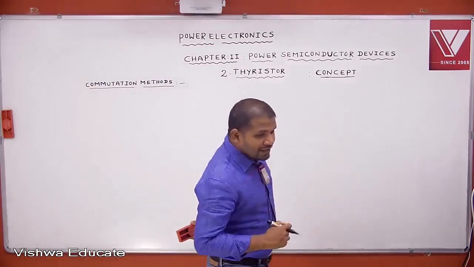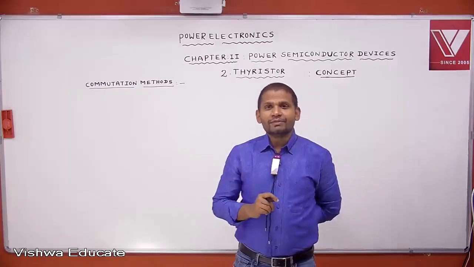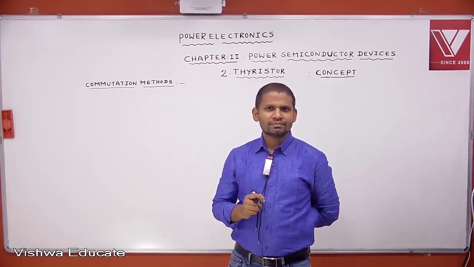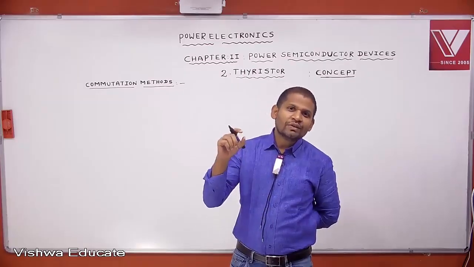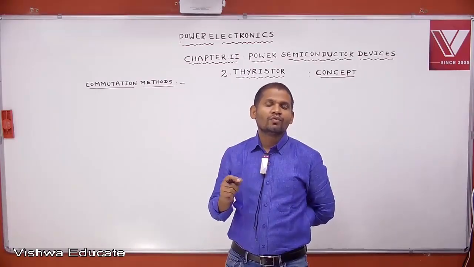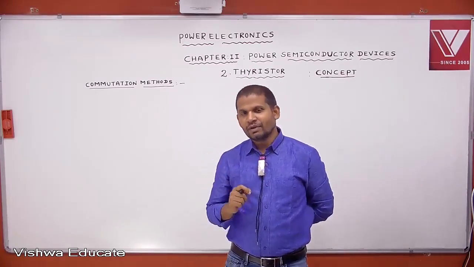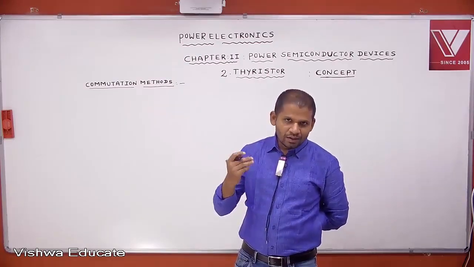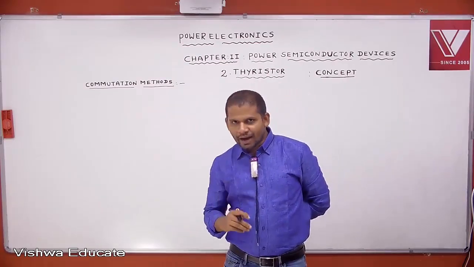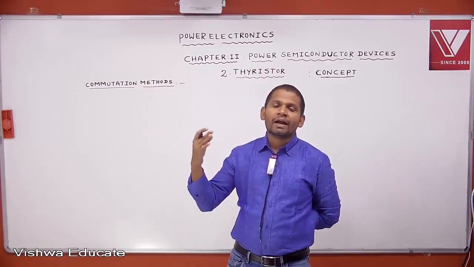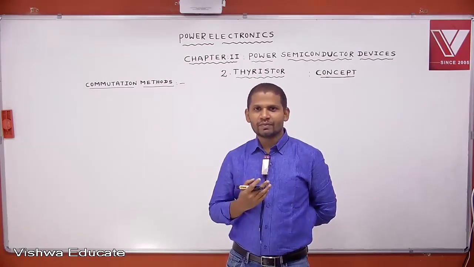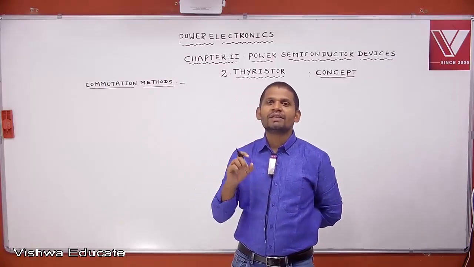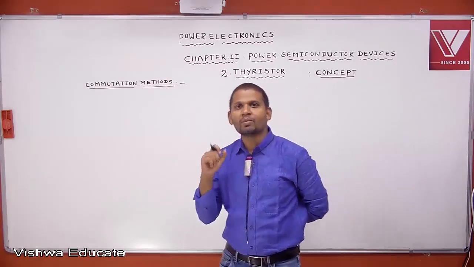If it is a BJT or MOSFET or IGBT, no need of any commutation, because those devices are fully controlled devices. If it is a diode, even turn off is also not in our hand. That's why the diode is an uncontrolled device. For which device mainly we are employing the commutation? Semi-controlled device we are employing the commutation.